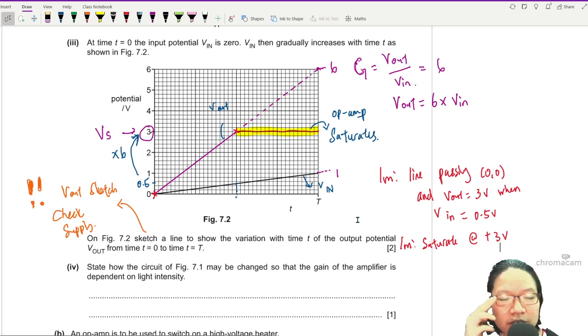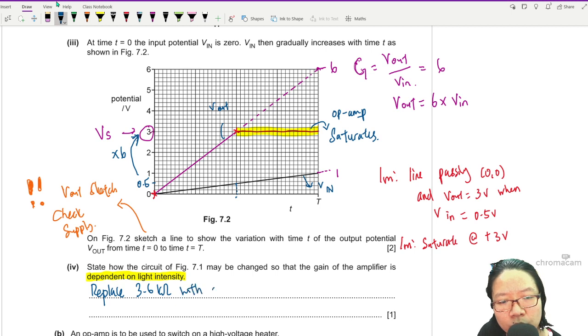Alright, part 4. State how the circuit in figure 7.1 may be changed so that the gain of the amplifier depends on light intensity. If you want something to be dependent on light intensity, we will have to replace it with an LDR. So for 1 mark, I'm not going to write so much. I will just say replace the 3.6 kilo ohm with a light dependent resistor.